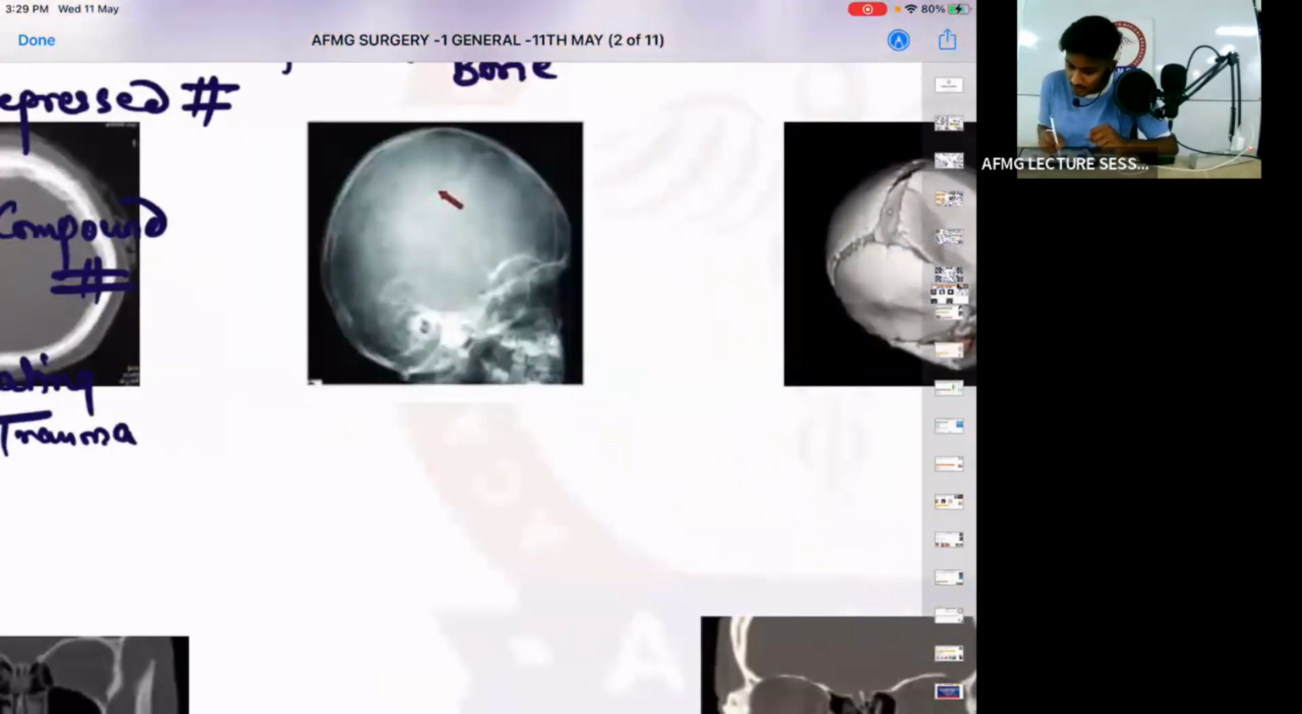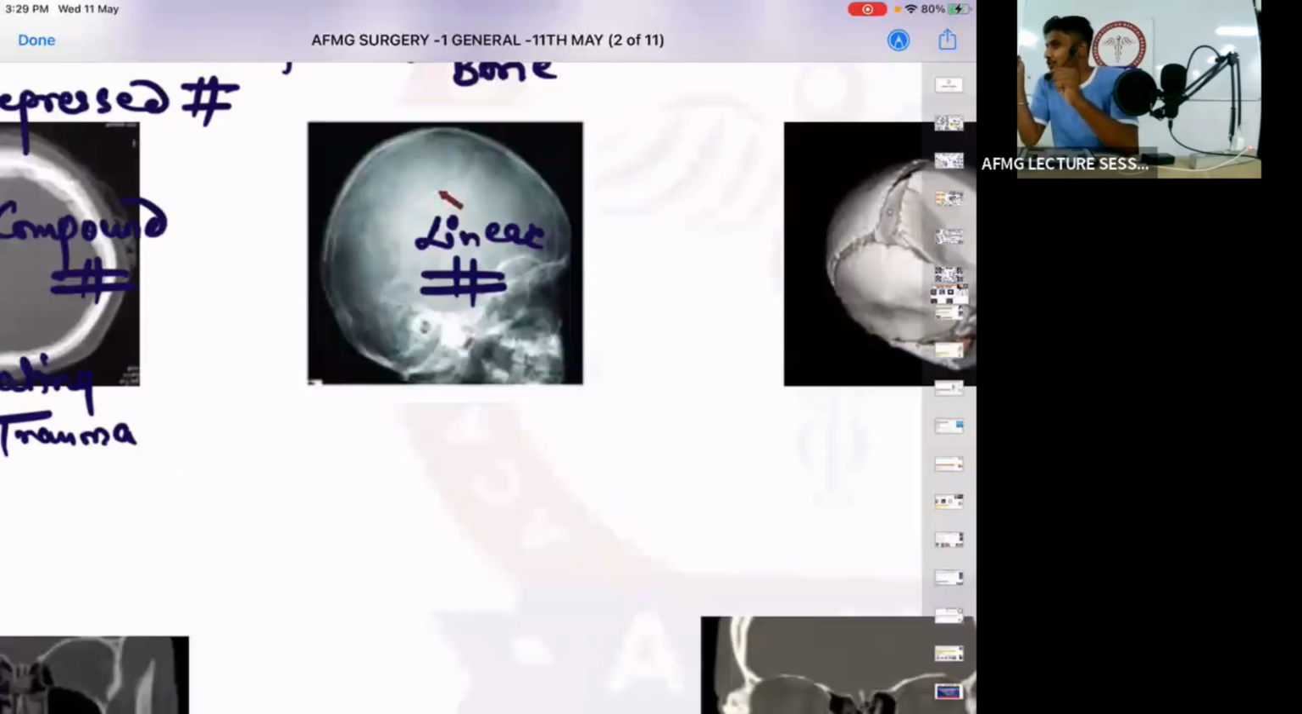The other one, here you can see a single fracture line. This one is a linear fracture. A single fracture line means a linear fracture. If there are multiple fractures in the skull, the first fracture line will not cross the second fracture line. This is called which rule? This question is repeated three times.